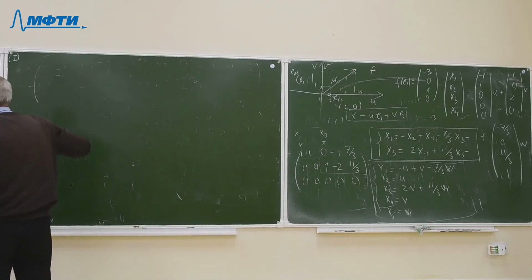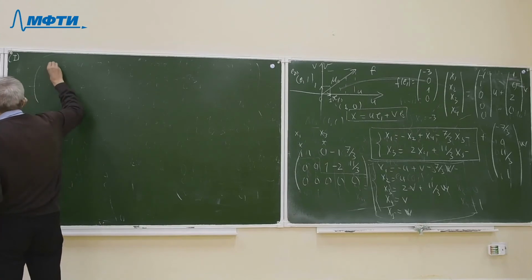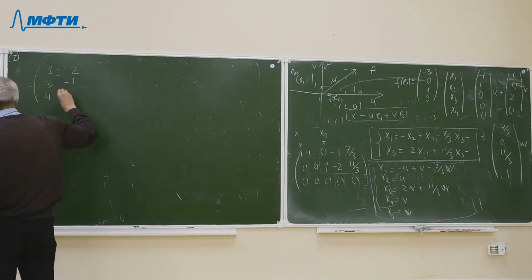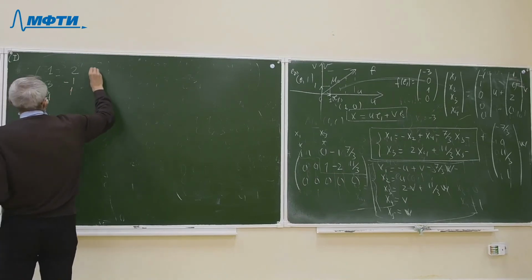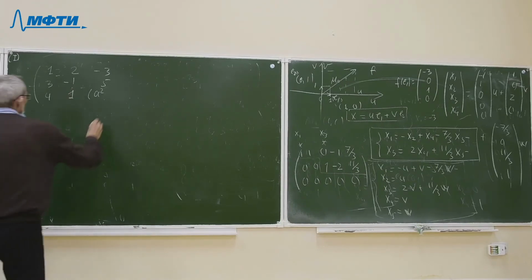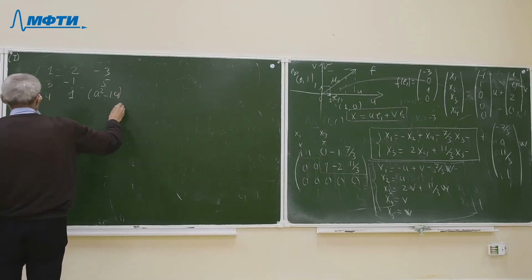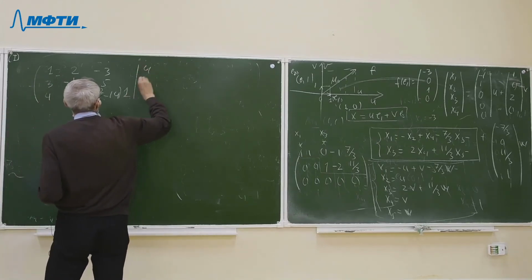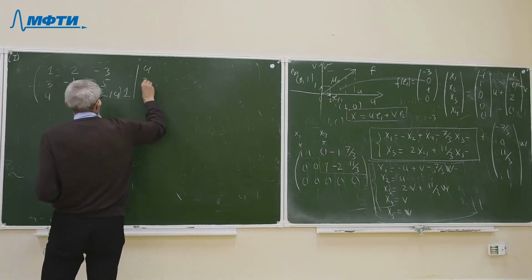And first of all, let's rewrite this linear system using matrix formalism. The first column 1, 3, 4, 2, minus 1, 1, minus 3, 5, and we have the parameter a squared, I'm sorry, 4, 1, a squared minus 14, 1, and the constant term 4, 2, a plus 2.